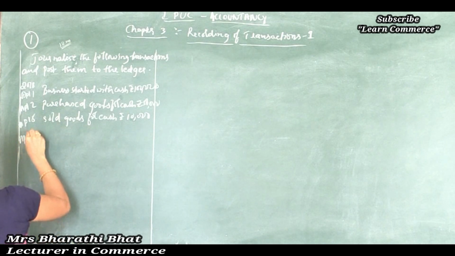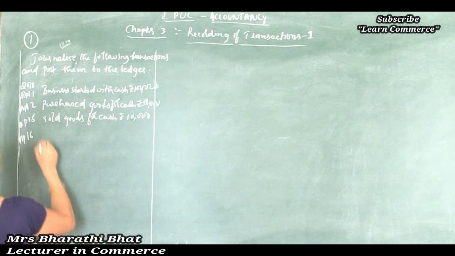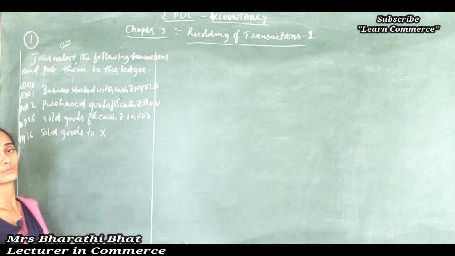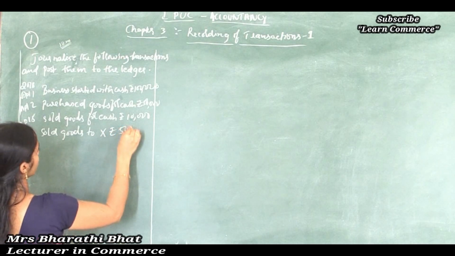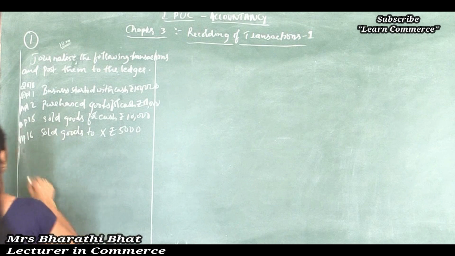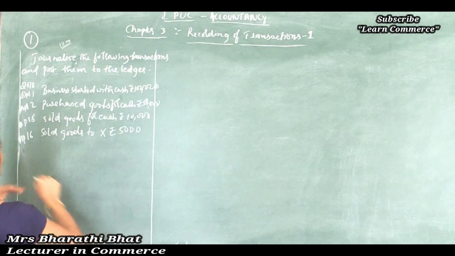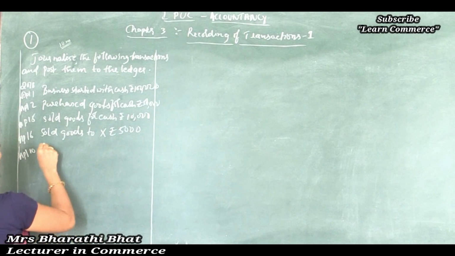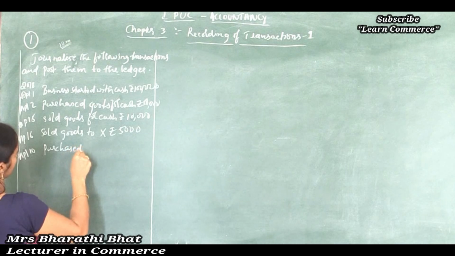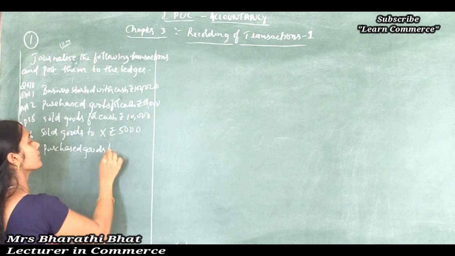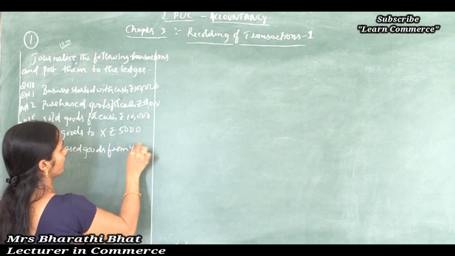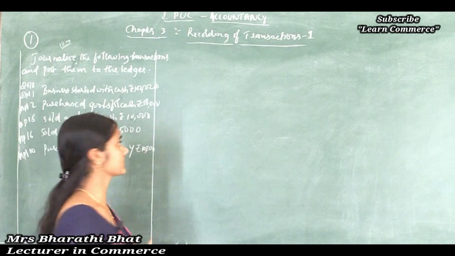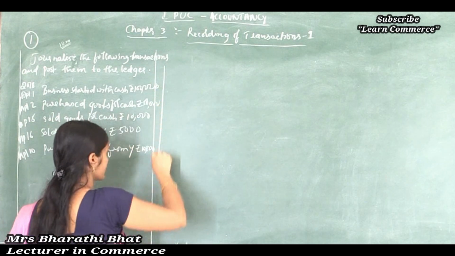And next one, April 6, sold goods to X, rupees 5,000, okay? And next April 10, purchased goods from Y, rupees 10,000, clear?